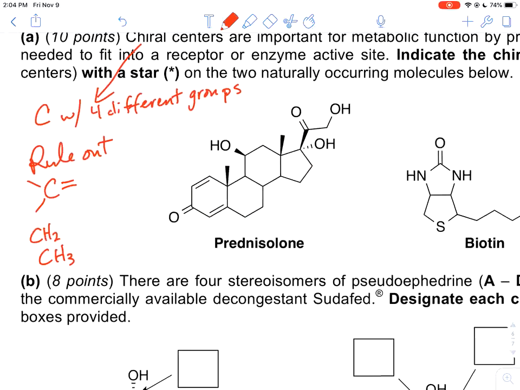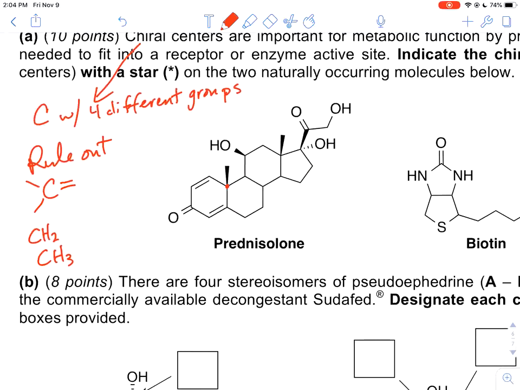We see this carbon right here has a carbon that is secondary, a carbon that is tertiary involved in a double bond, a carbon that is tertiary not involved in a double bond, and a methyl group. Those are 4 different groups, even though they're immediately carbon. What's attached to those carbons immediately after that differs. So this is your first chiral center.